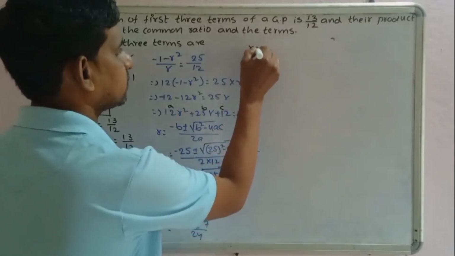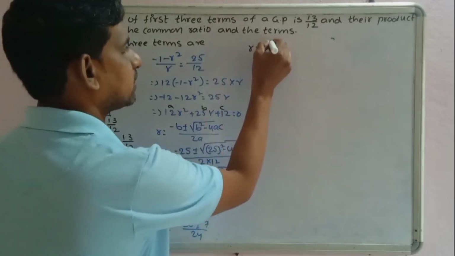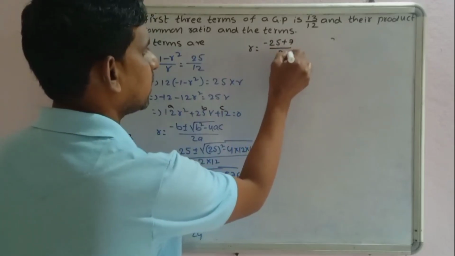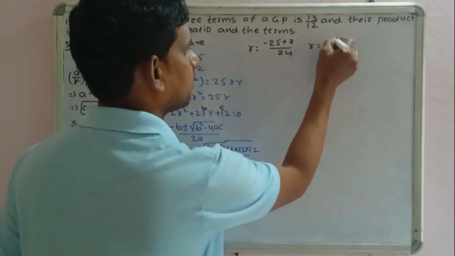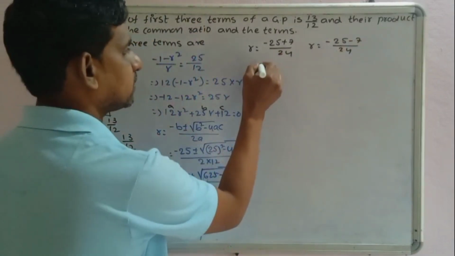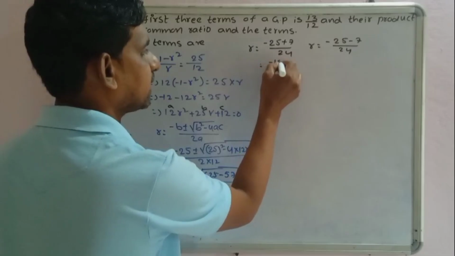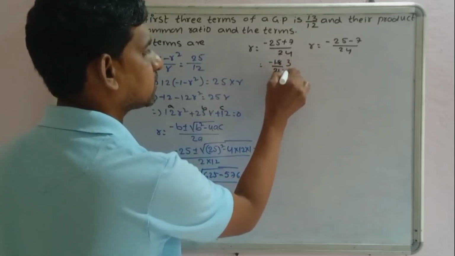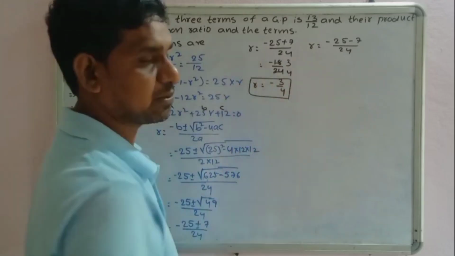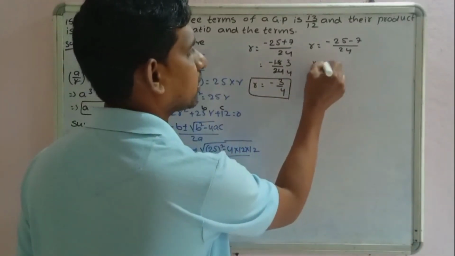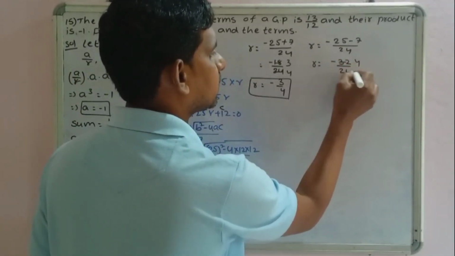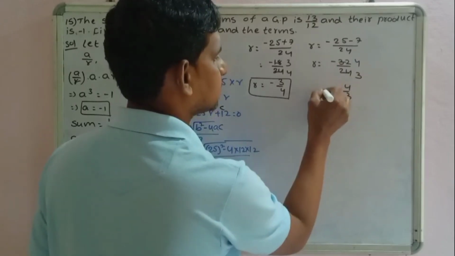Therefore r has two values: r equals minus 25 plus 7 by 24, and the other r is minus 25 minus 7 by 24. So minus 25 plus 7 is minus 18 by 24, which equals minus 3 by 4. So r has the value minus 3 by 4. Now see the second r. r equals minus 25 minus 7, which is minus 32 by 24. So minus 4 by 3. This is the r value.